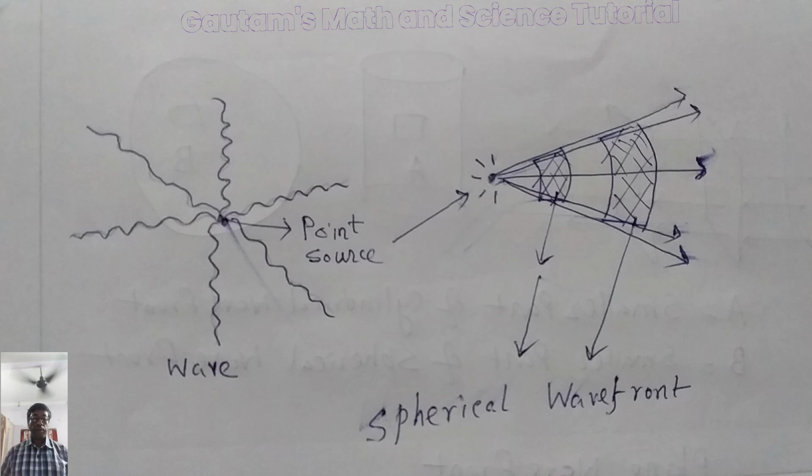Spherical wavefront. When we have a point source, we get a spherical wavefront. From a point source, waves are emitted from all sides. The same phase of the different waves makes spherical wavefronts.